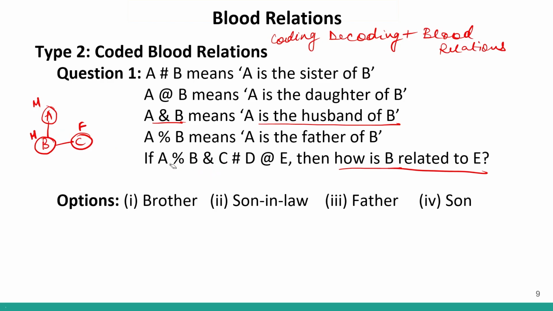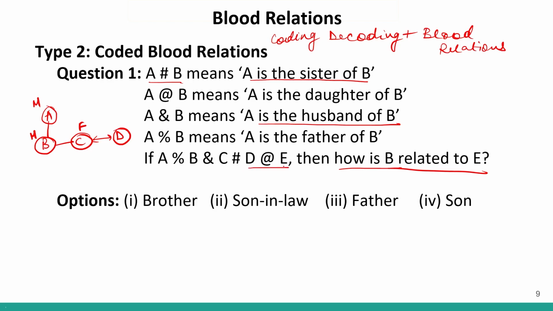Okay, this much is clear. Now, C hashtag D means C is the sister of D. D's gender is unknown, so D can be male or female. C is the sister, so C will be female. This much information.